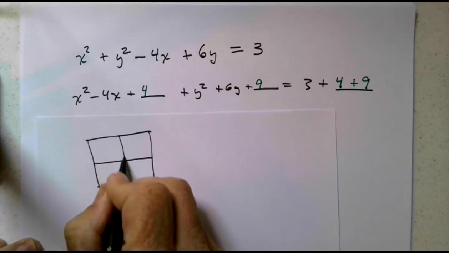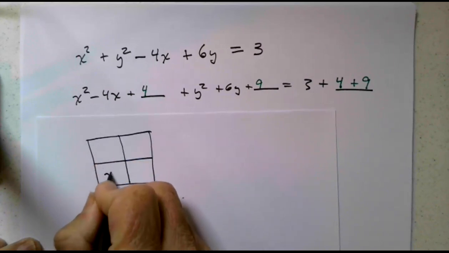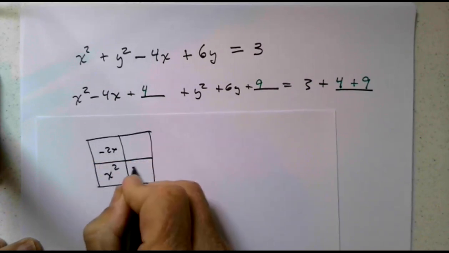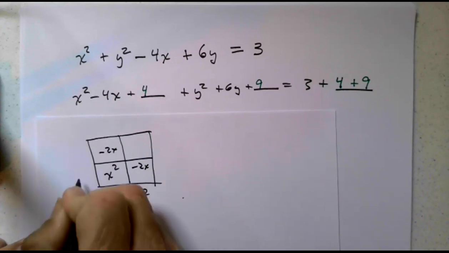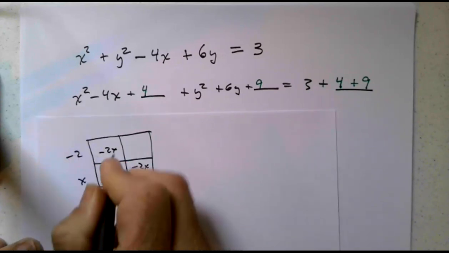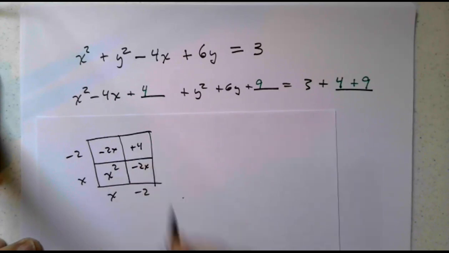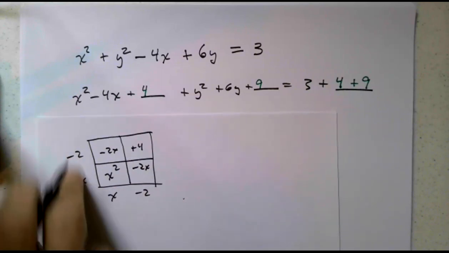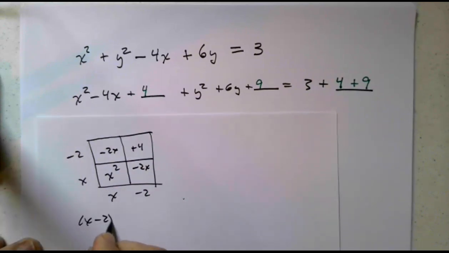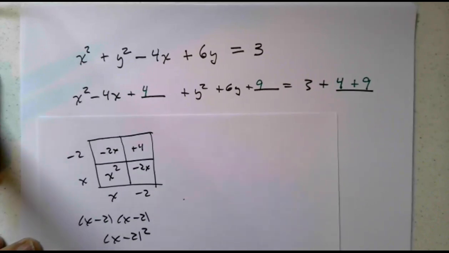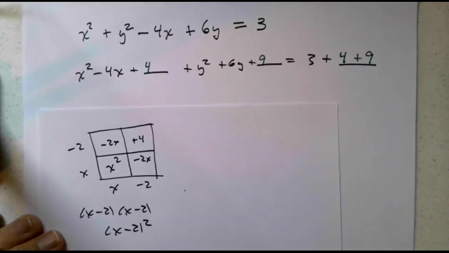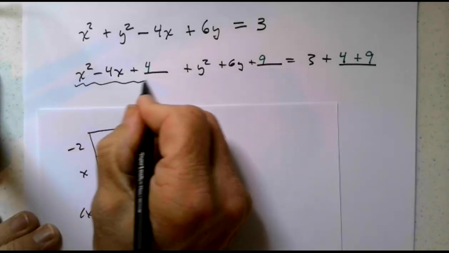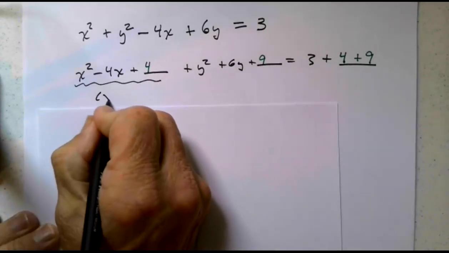Let's see. The way I could have visualized completing the square, x squared here, negative 2x and negative 2x adds up to negative 4x. This is x minus 2. This is x minus 2. Negative 2 times negative 2 is positive 4. So this gives me x minus 2 times x minus 2, which is the same as x minus 2 squared. So that's that first piece. The first piece is x minus 2 squared. So these guys together is x minus 2 squared.